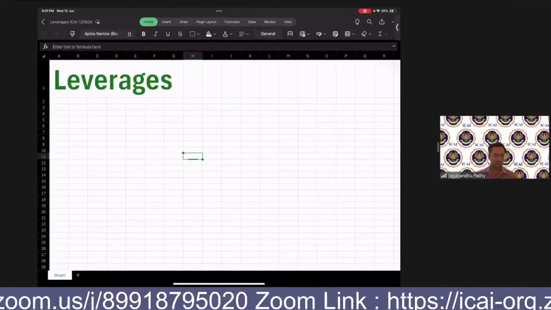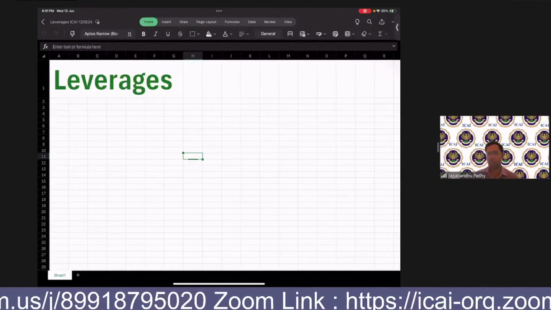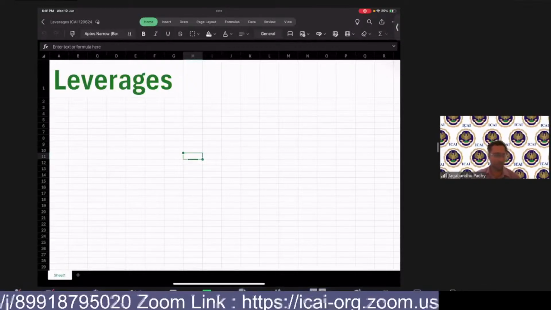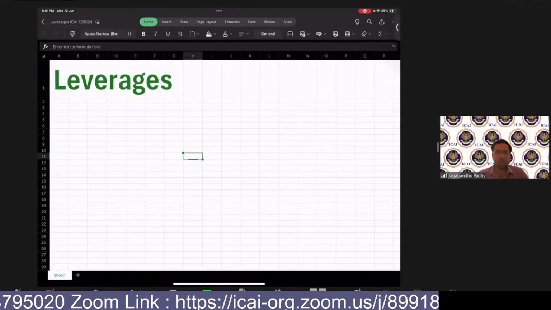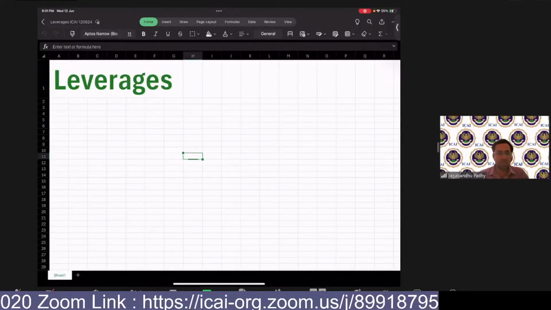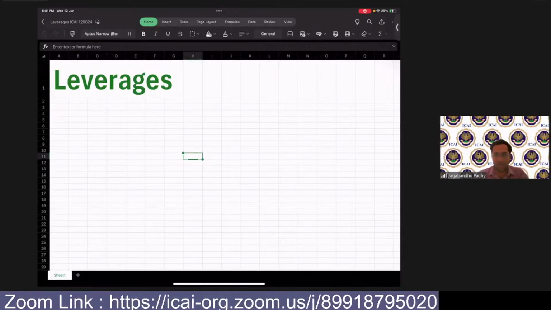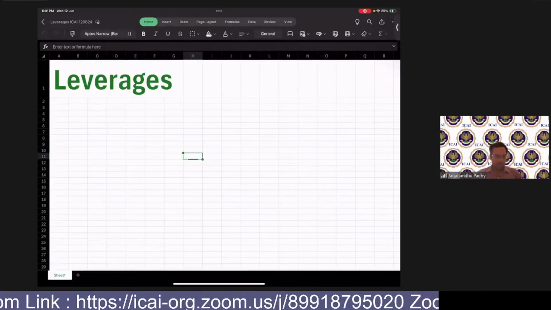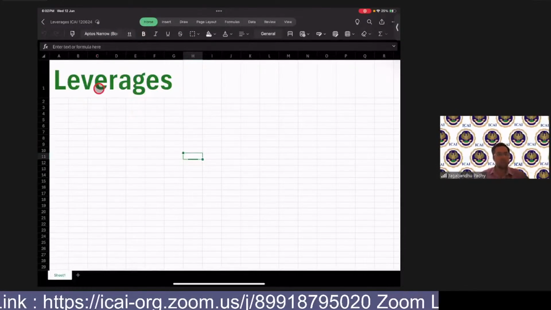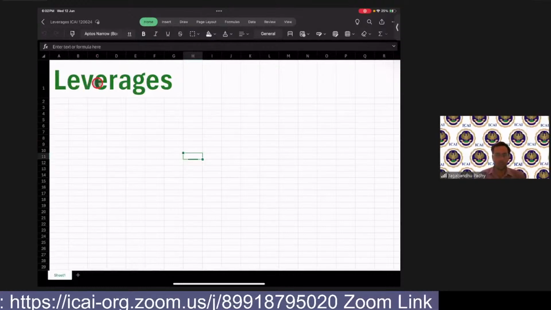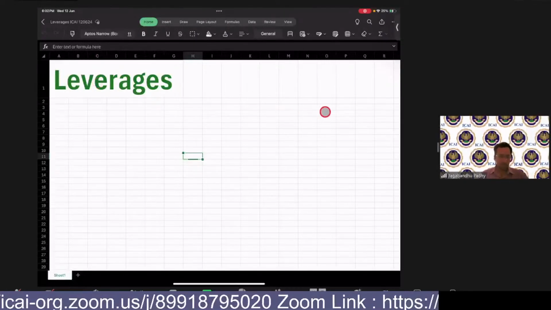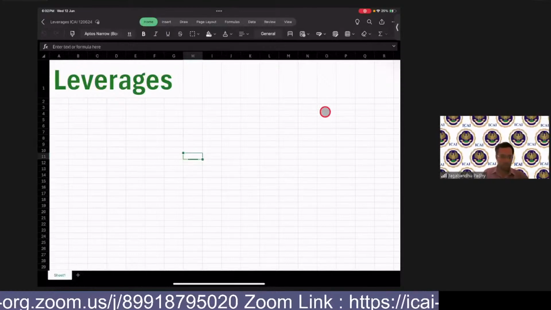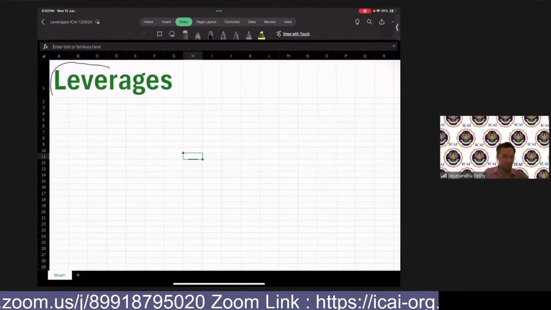So this topic of leverages, you find it in our module one study material, and it goes around a lot of conceptual things. First, let me focus on this word, leverages. Let me just break this word into two.